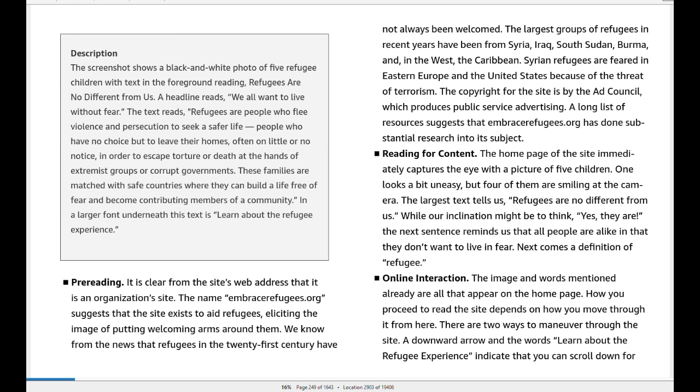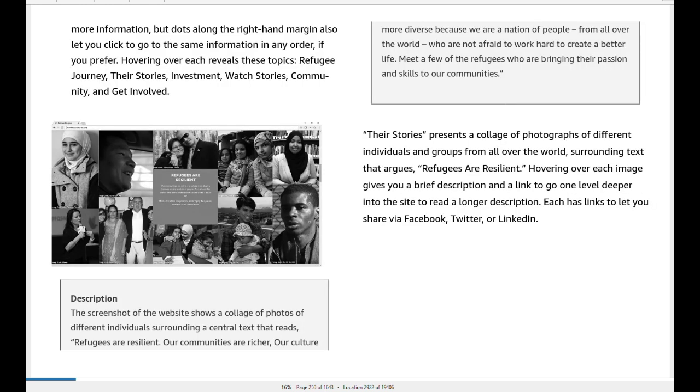Online interaction. The image and words mentioned already are all that appear on the homepage. How you proceed to read the site depends on how you move through it from there. There are 2 ways to maneuver through the site. A downward arrow and the words "Learn about the refugee experience" indicate that you can scroll down for more information. But dots along the right-hand margin also let you click to go to the same information in any order if you prefer. Hovering over each reveals these topics: refugee journey, their stories, investment, watch stories, community, and get involved.